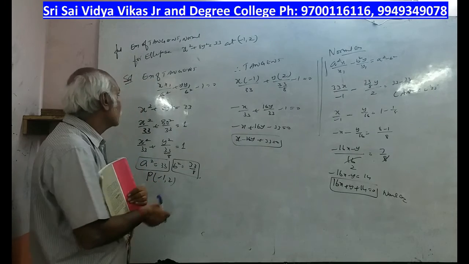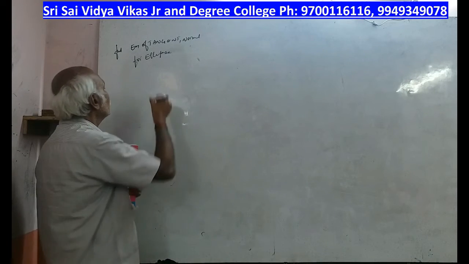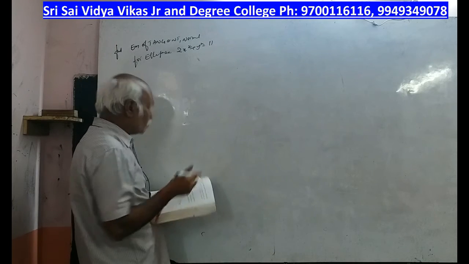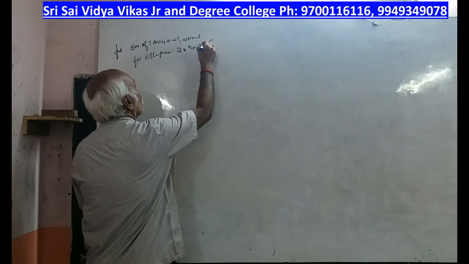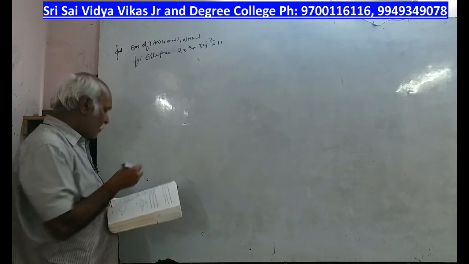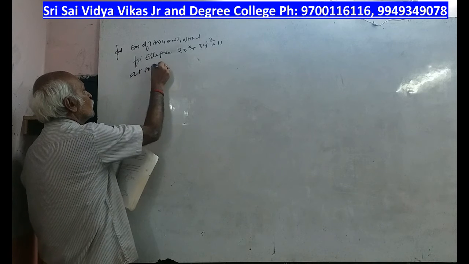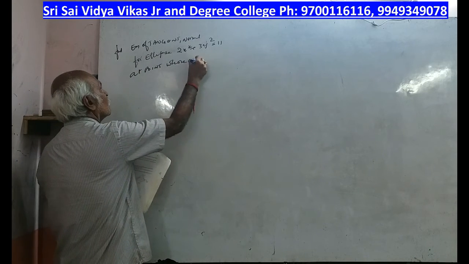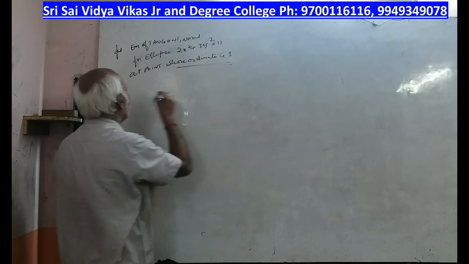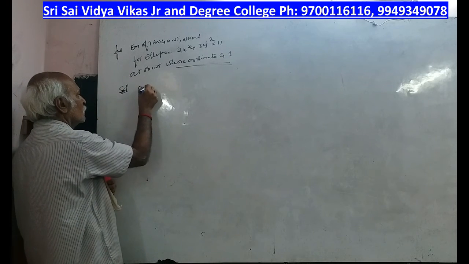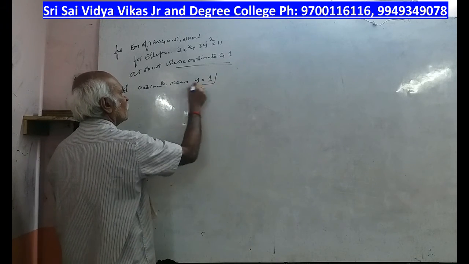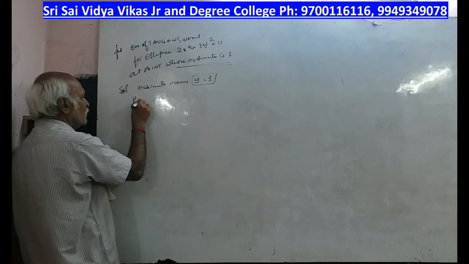Please note down this. Find the equation of tangent and normal for the ellipse 2x² plus 3y² is equal to 11, at the point whose ordinate is 1. Okay. Ordinate means y value. Y value is how much he has given? 1. So put in.